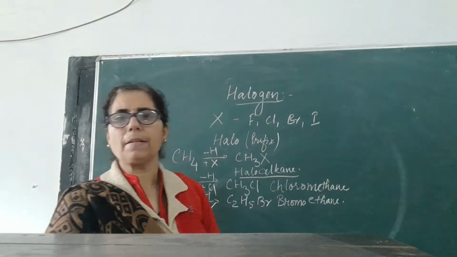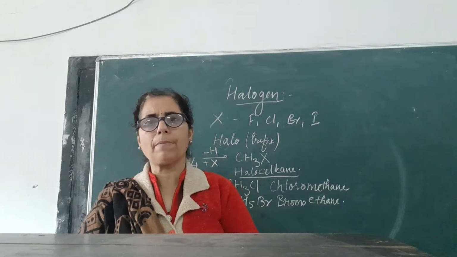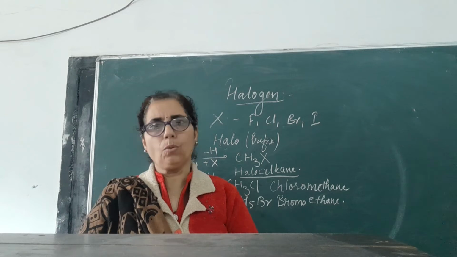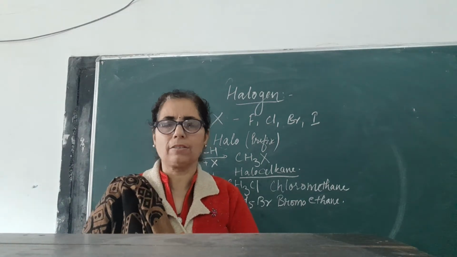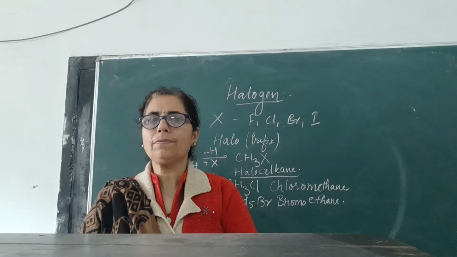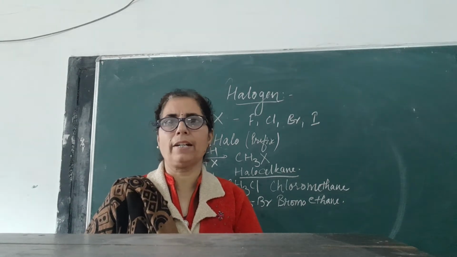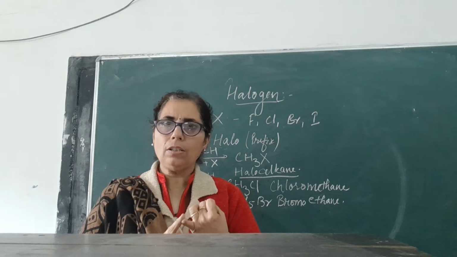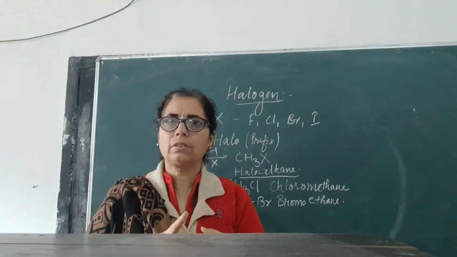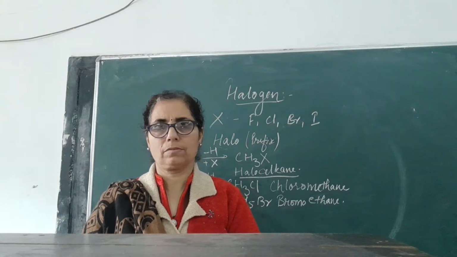Up till this much, knowing a little bit about all the functional groups prescribed in your course has to be done. I have explained to you, children, all the 5 types of functional groups that you have to study: alcohol, aldehyde, ketone, carboxylic acid and halogen.